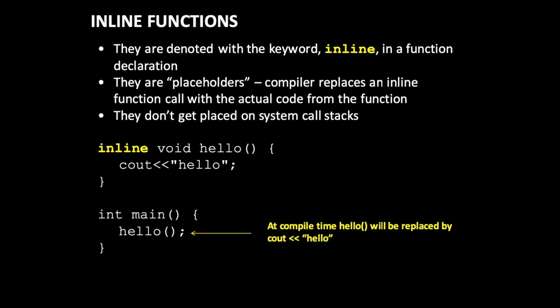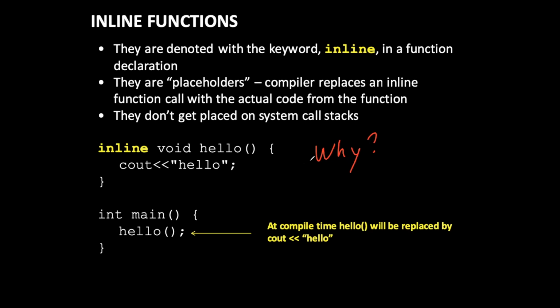Inline functions is a very important feature in C++. Basically, an inline function is a function that is expanded inline when it is called. For example, when hello, which is inline, is called, the content of hello gets expanded at the location where it is called. So instead of having hello here at compile time, hello would be replaced by cout, or the content itself. Now, the important question to ask, why?